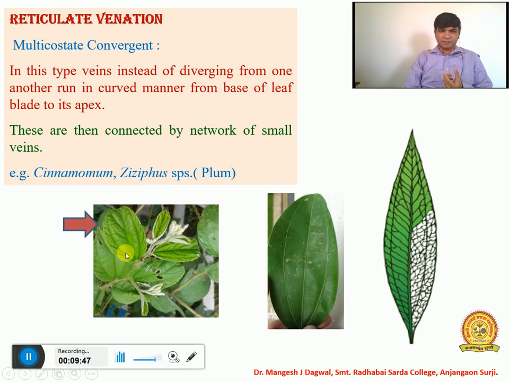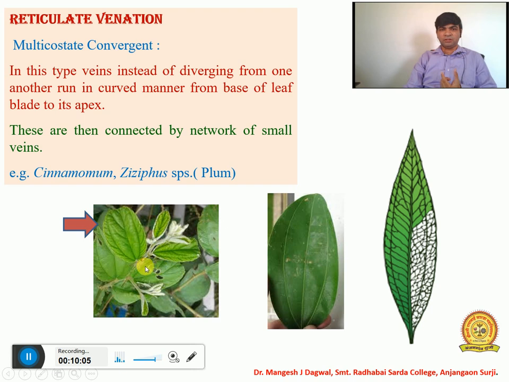This is the example of Ziziphus leaf. Here we can see there is a main vein. Again there is another main vein, and here is also a main vein, but these converge toward each other. This runs in a curved manner. In this case also we can see this runs in a curved manner.